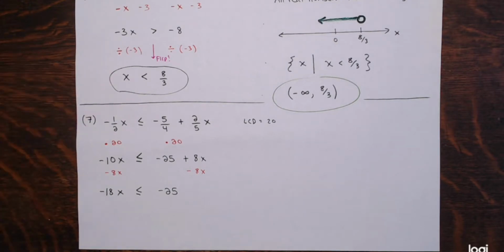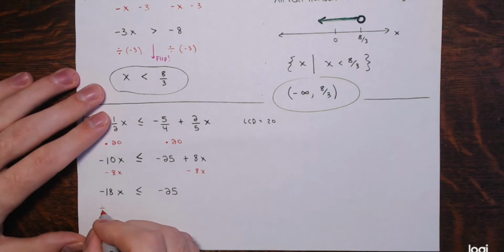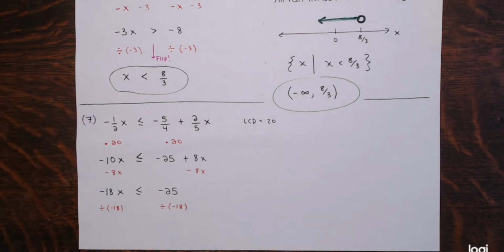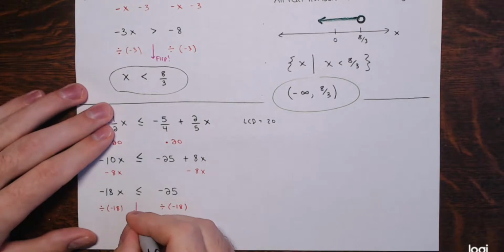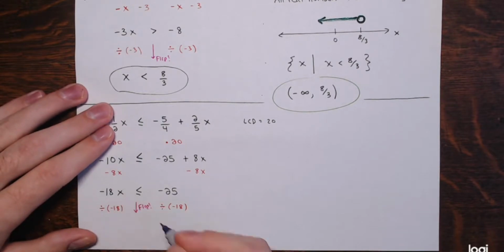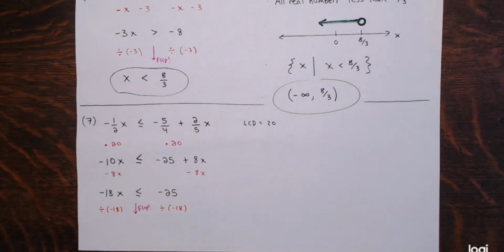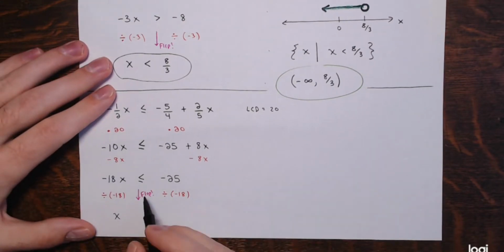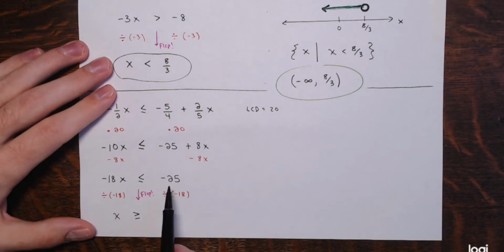Okay, and now I'm dividing by a negative number. This will flip the symbol. I'm going to divide both sides by negative 18, and that will flip the symbol, because I'm multiplying or dividing both sides by a negative number. So we have x on the left. Now instead of less than or equal to, it is greater than or equal to. And then a negative divided by a negative is positive.